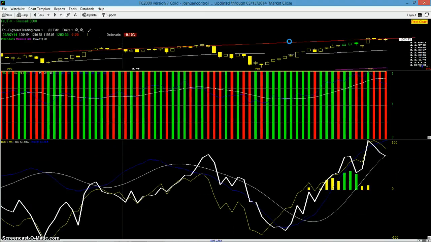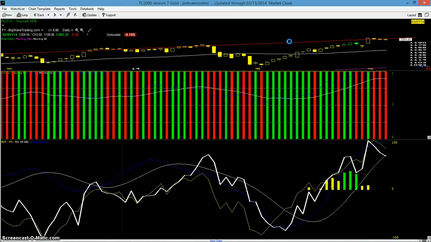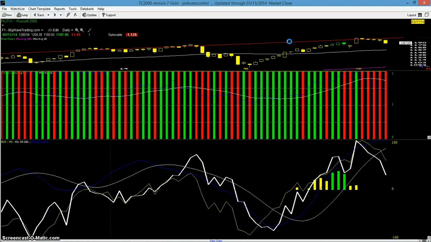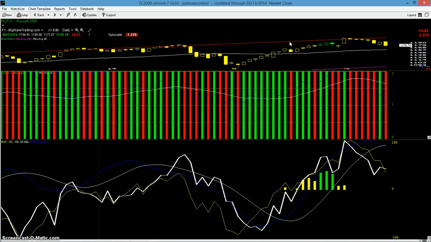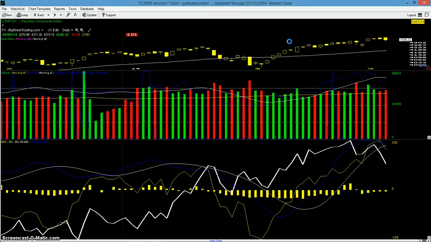So once again, it's bad that we gapped higher, closed above it, and then have rolled back over and closed below the gap up open. And now that we're selling off on even more volume on the NASDAQ, it's very troubling. Same thing with the NASDAQ.